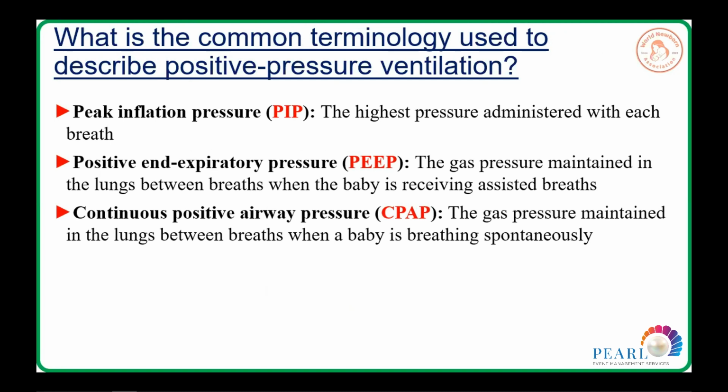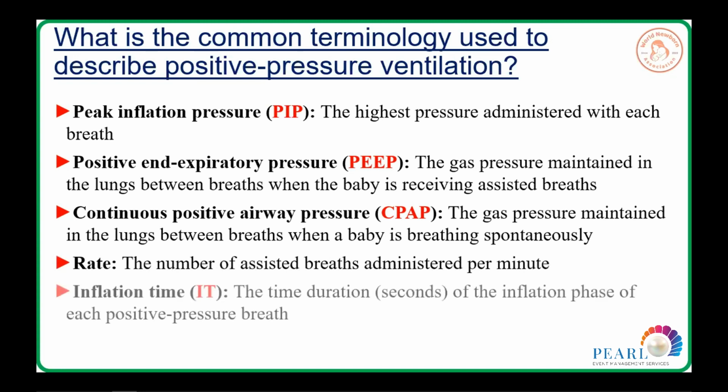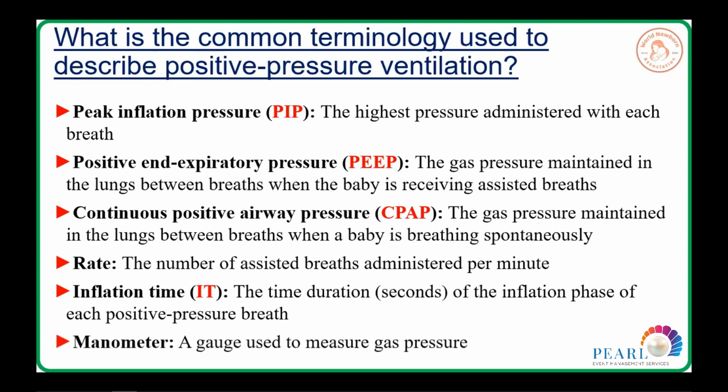So here's the difference. When we give assisted breathing, the positive pressure between the breaths is PEEP, and when the baby is breathing spontaneously, the device only maintains the pressure, and that is CPAP. The rate is the number of positive breaths per minute. Inflation time is the time duration in seconds of the inflation phase of each positive pressure breath. Manometer is the gauge used to measure the gas pressure.